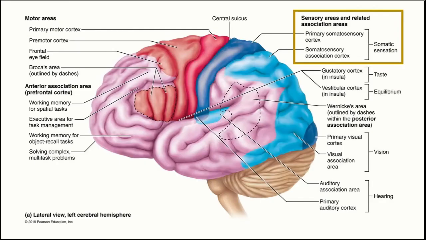The somatosensory association cortex functions to interpret things like temperature, pressure, and other sensations, and it relays them to the primary somatosensory cortex. Together this helps produce an understanding of the object or stimulus that is being felt or touched, so things like size and texture. The somatosensory association cortex is just posterior to the primary somatosensory cortex.